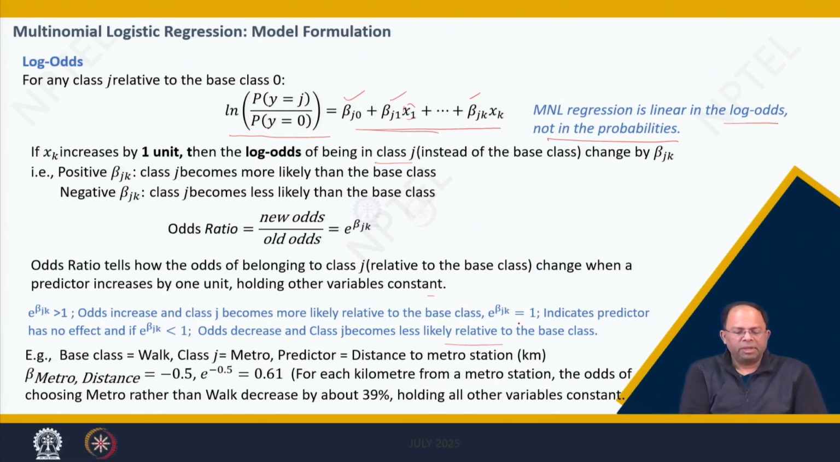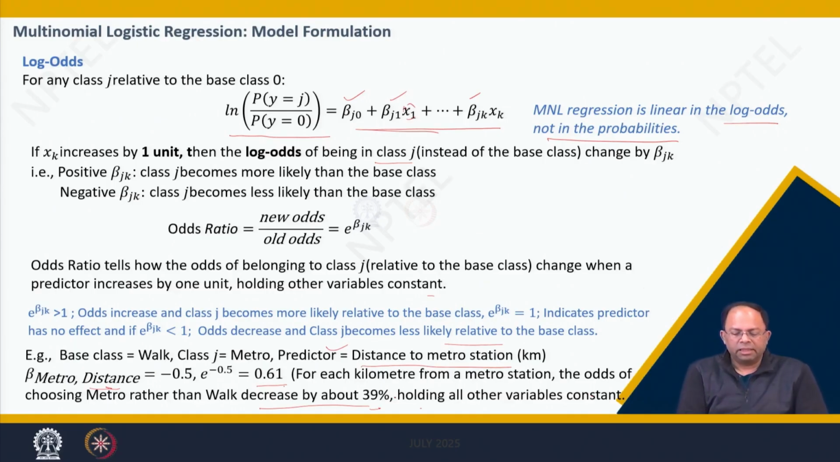So taking an example, if the base class is walk and class J is the metro out of many other classes, and the predictor is distance to metro station like earlier, what we can say is beta of metro for this particular predictor, and we get a value of minus 0.5. That means it's negative, and e to the power minus 0.5 is 0.61. For each kilometer from a metro station, the odds of choosing metro rather than walk, because that's the reference class, decreases by 39%, holding all other variables constant.